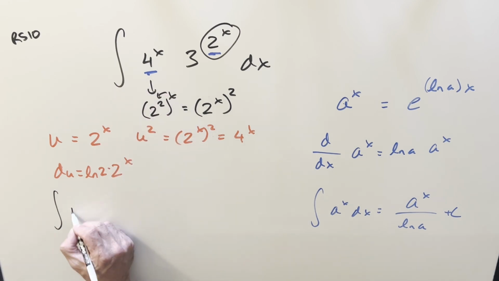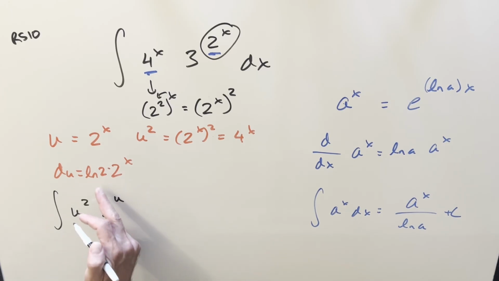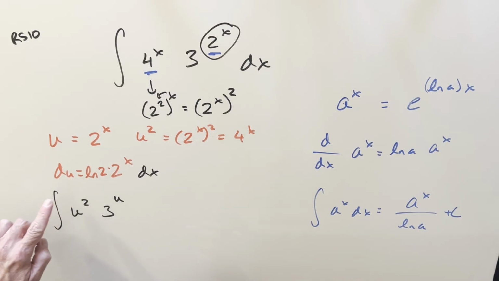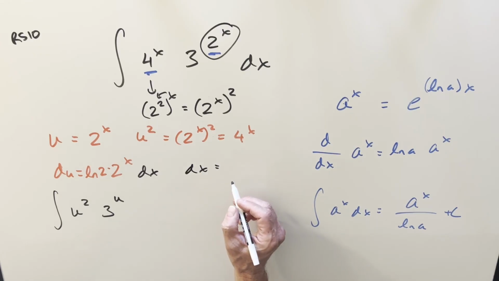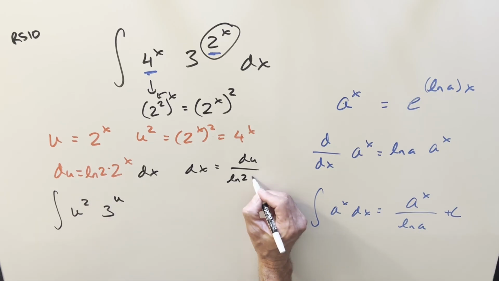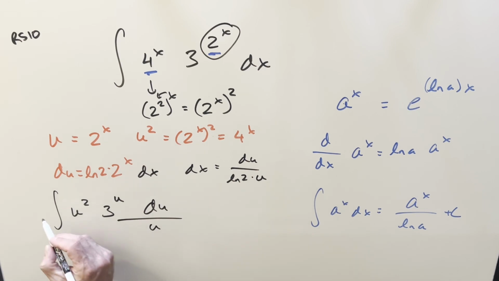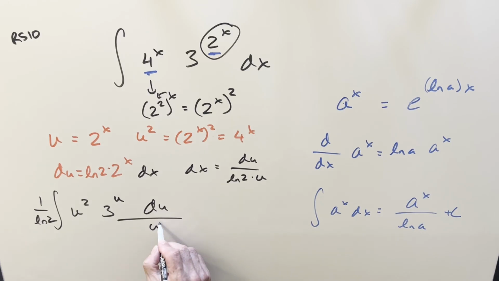Again, our 4 to the x is going to be u squared. This piece becomes 3 to the u, and I should have a dx over here. And actually what that means is I should put it back where we can do the substitution. So solving for dx, this thing is going to be du over ln2 times u, so something like that. So then here we have du over u, and the ln2 is going to come out as a constant over here like this. But then I can cancel one of these with one of these.